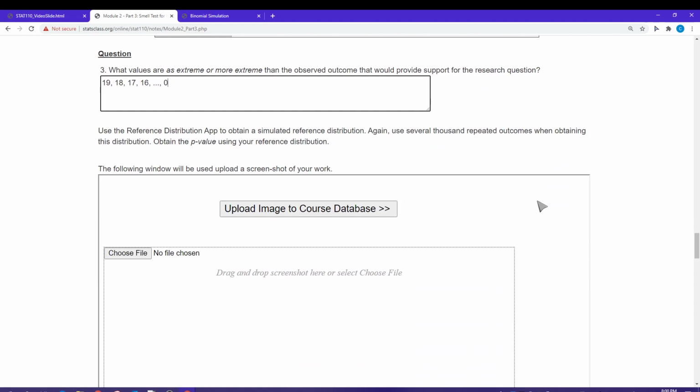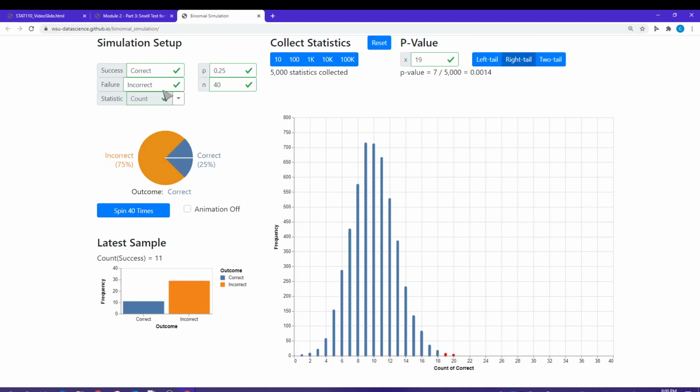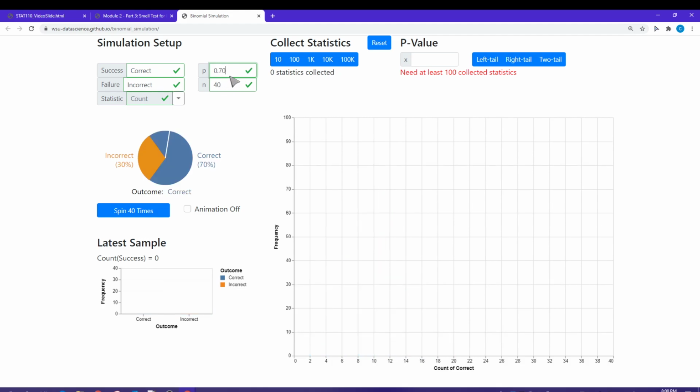Okay? We're going to want to select left tail when we're using our simulation app. So let's go back over to the simulation app. The labels are going to stay the same, but the value that I put in the P box here is going to be 70%. The number of trials is going to stay 40.